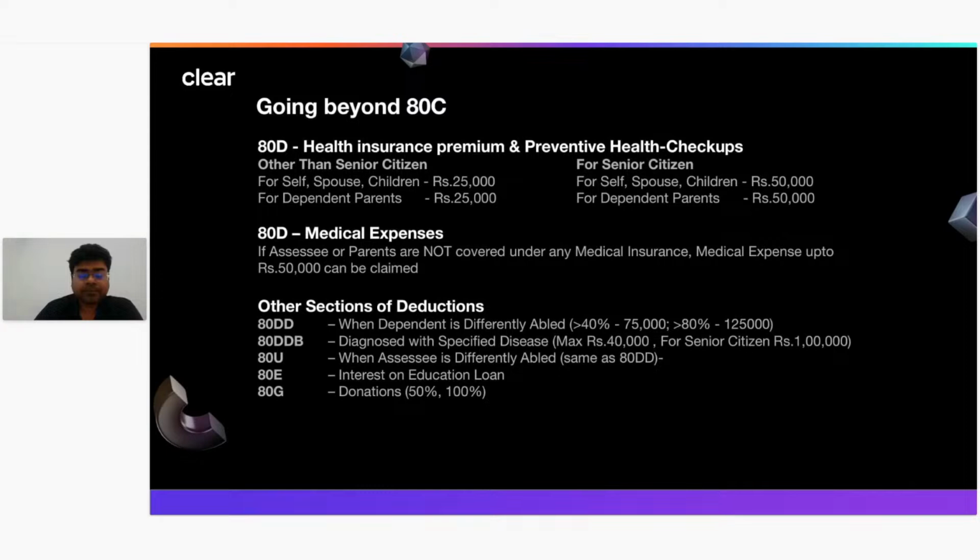If the taxpayer himself or herself is differently abled, then if the disability limit is more than 40% but lesser than 80%, 75,000 rupees can be claimed. If it is more than 80%, then 1,25,000 rupees can be claimed.